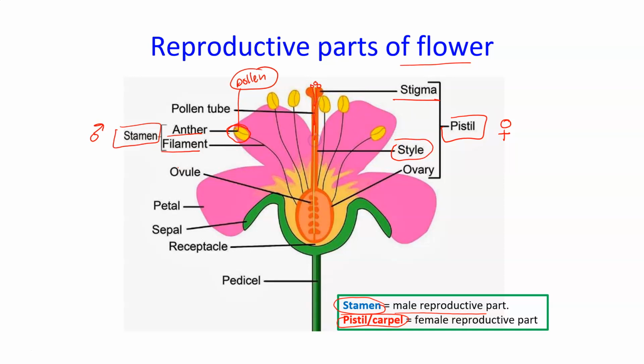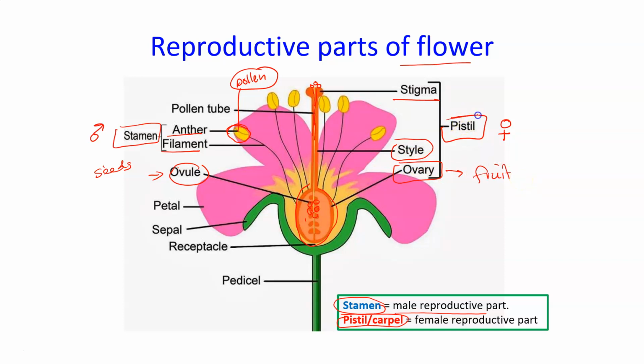Okay, pollen tube, and then from the style, it leads into the ovary. So in the ovary, it has ovules. It has many ovules. So this is where fertilization will occur. After fertilization, the ovule becomes seeds. The ovary will become the fruit.